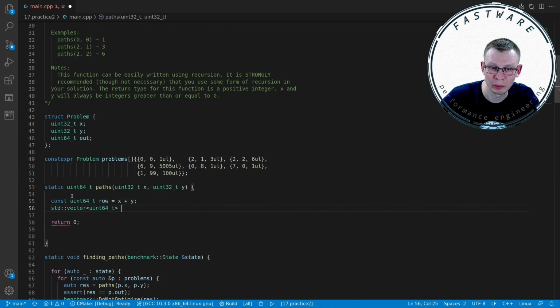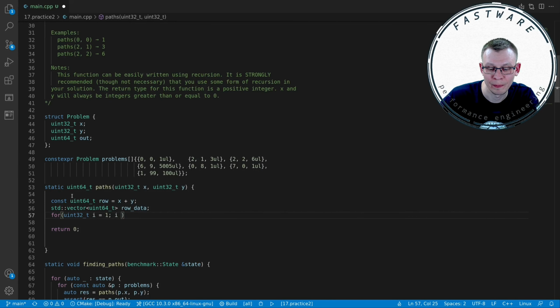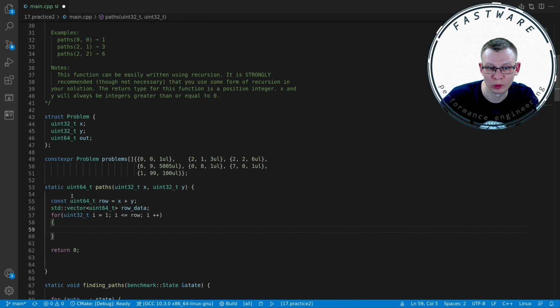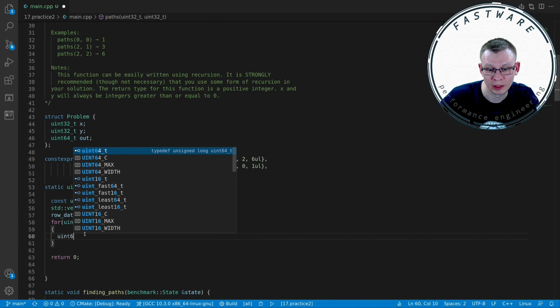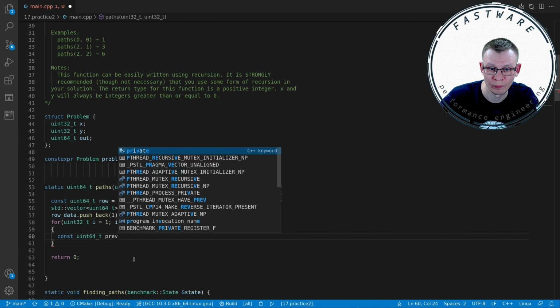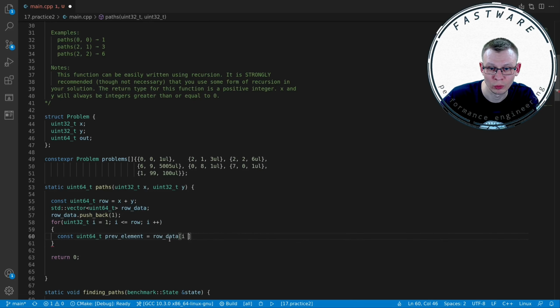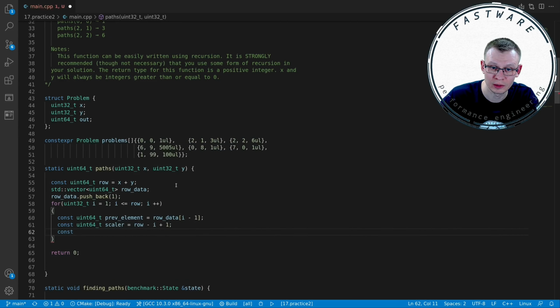So the vector here will represent the row. Each index in the row data will have values. The first one will have 1, and then all the other ones are derived from there. How that works is you have a previous value from the row data, which will be row data at i minus 1. Then you need to compute a scalar, which is going to be the row minus i plus 1. Next we scale the previous element by the scalar, so we multiply these together.